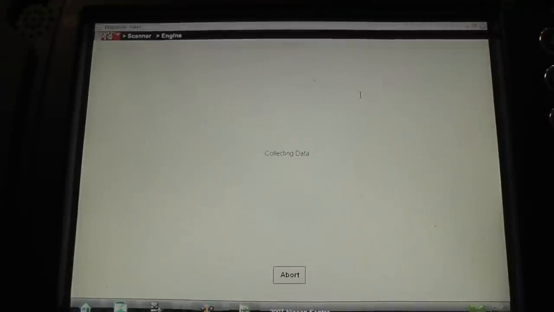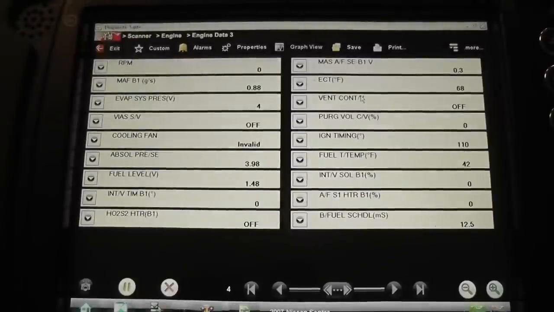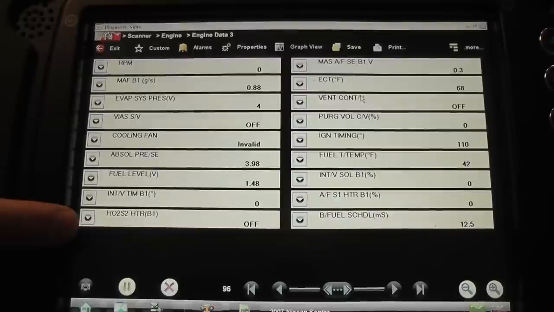And then one more. If this was a Ford, Ford gives us heater data PIDs, heater circuit current flow on the scan tool. Okay, so it just says off or on. So that would be our S2. That would be the downstream, agreed? HO2 S2 would be a downstream heater.